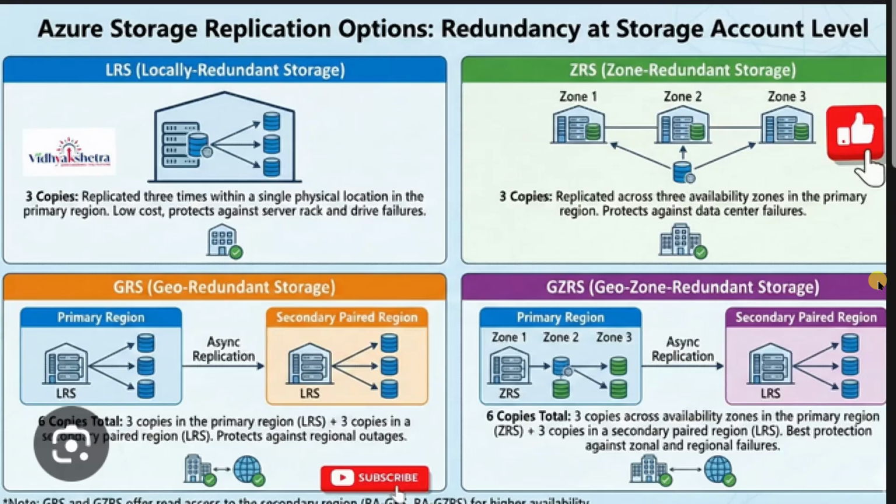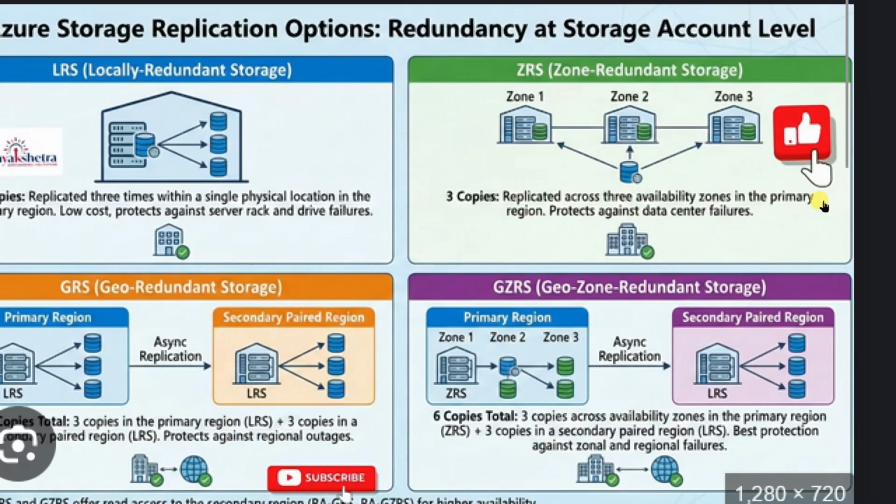Whereas here, it will keep the data in three availability zones, with three copies. So what does it do? Whenever I upload an object into Azure storage, it will keep three copies: one copy in one availability zone, another copy in another availability zone, and another copy in a third availability zone. If any one availability zone or data center goes down, there is no outage, because zone 2 and zone 3 will provide the data redundancy. That is ZRS.